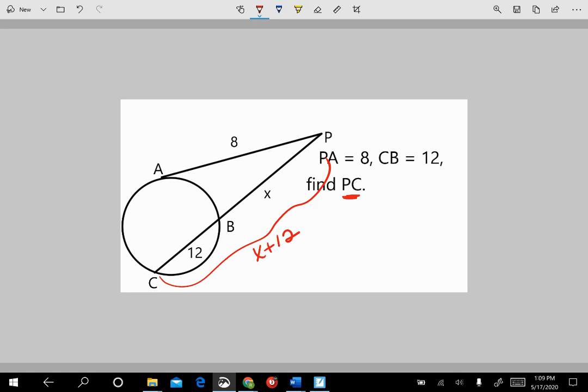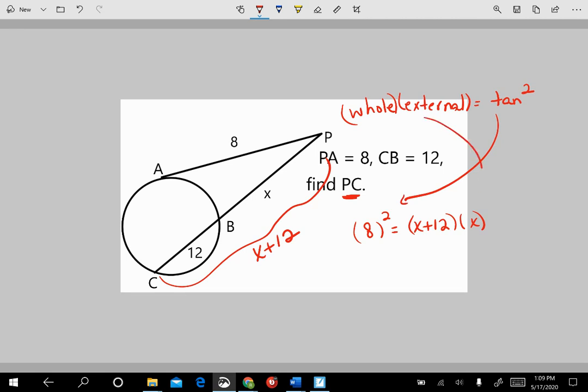Okay, now to solve. We know that the tangent squared is equal to the length of the secant, in this case x plus 12, times the external piece, which is x. So I have the whole times the external is equal to tangent squared. It doesn't really matter which sides they go on because they're equal to each other.